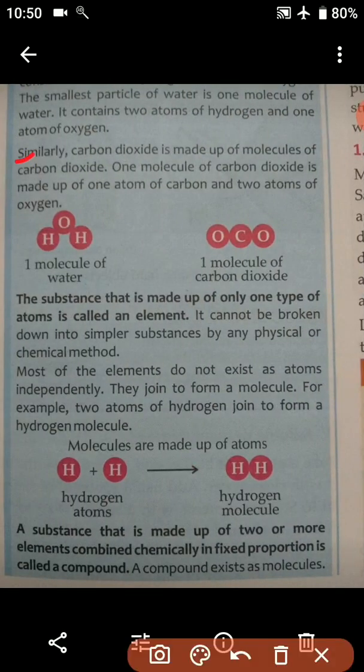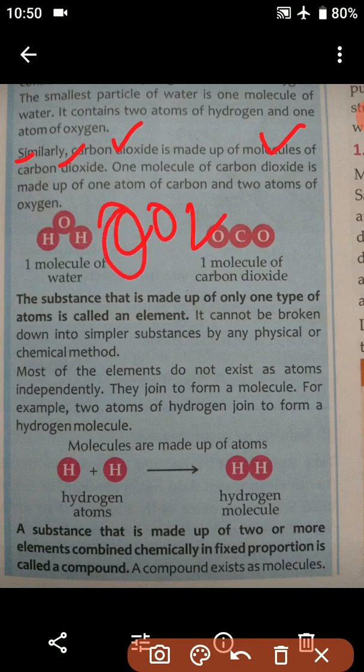Similarly, carbon dioxide is made up of molecules of carbon dioxide. So one molecule of carbon dioxide is made up of one atom of carbon and two atoms of oxygen. The formula of carbon dioxide is CO2. This is carbon, and here only one is present.